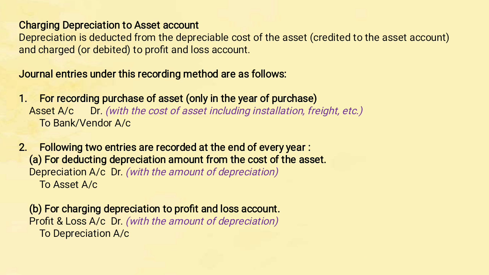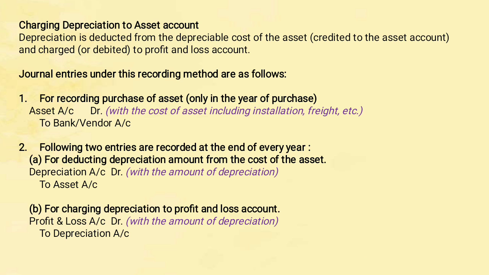Next, second, we have to charge depreciation on that asset. When you charge depreciation on any asset, it will be depreciation account debit to assets account. Remember, when you charge depreciation on any asset, it will be depreciation account debit to assets account. It will be our journal entry, so you have to remember this one.